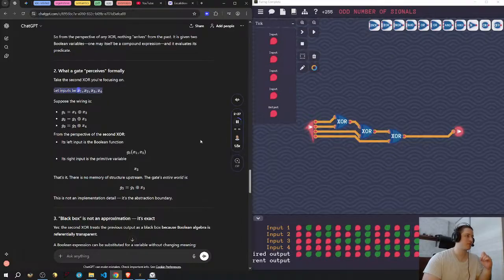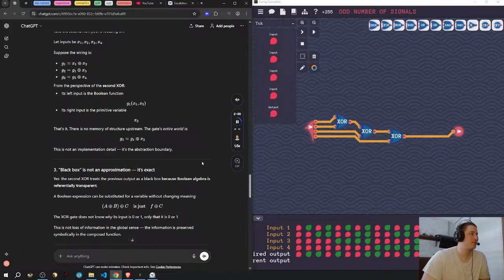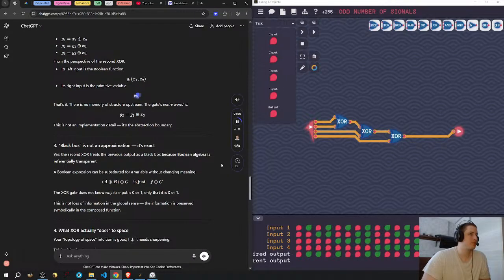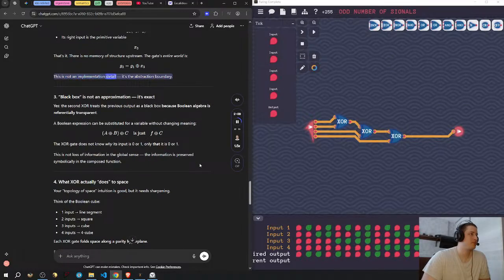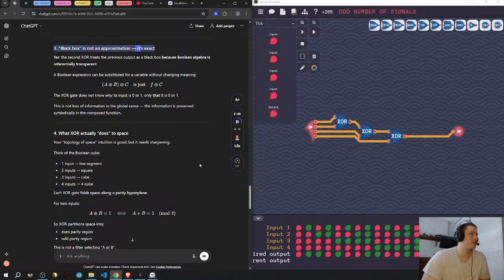Let inputs be x1, x2, x3, x4. Suppose the wiring is G1 = x1 XOR x2. From the perspective of the second XOR, its left input is the Boolean function G1(x1, x2). Its right input is the primitive variable x3. That's it. There is no memory of structure upstream. The gate's entire world is its two inputs. This is not an implementation detail, it's the abstraction boundary. Black box is not an approximation, it's exact.